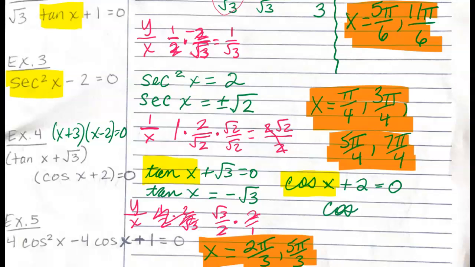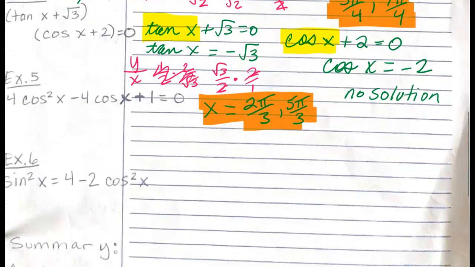So cosine x equals -2. Find a place on the unit circle where that's true. Did you find one? Nope, because there isn't one. So that part of the equation is simply no solution, and that's okay.